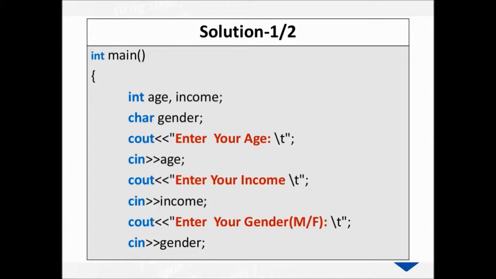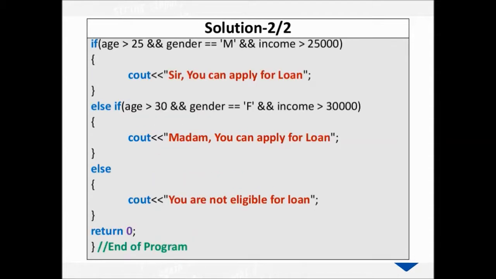Then the program asks the user to enter the name, the income, and the gender. Then we have an if statement: if age is greater than 25 and gender is equal to male and income greater than 25,000, then cout "Sir, you can apply for loan."